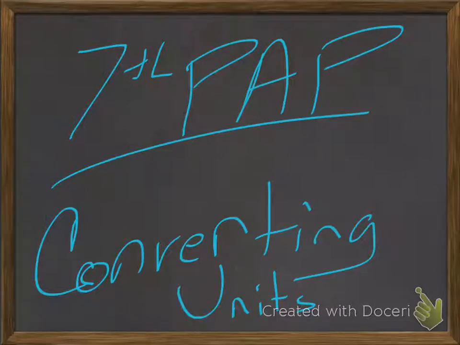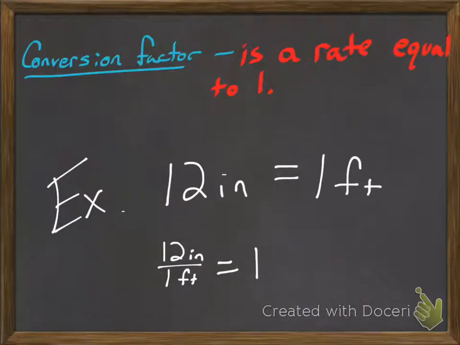Alright, 7th grade Peters. We're doing converting units today. This is actually pretty easy. It ties in with the lesson from today. So conversion factors is the first thing. A conversion factor is just a rate equal to 1. So remember, a rate is something with two different units that equals 1. That's what makes it a conversion factor.